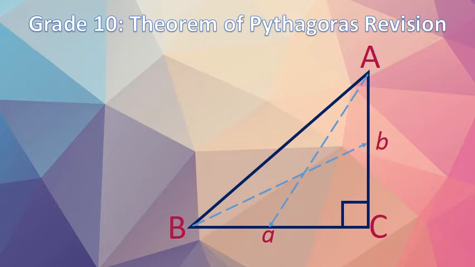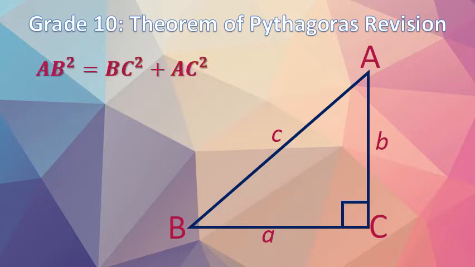And if we look at the side which is opposite the vertex C, we can label that either AB or small c. Note that the side that is opposite the 90-degree angle is always called the hypotenuse, and the theorem of Pythagoras goes as follows. The hypotenuse squared, so AB squared, will be equal to the other two sides squared and added together. So AB squared is BC squared plus AC squared.